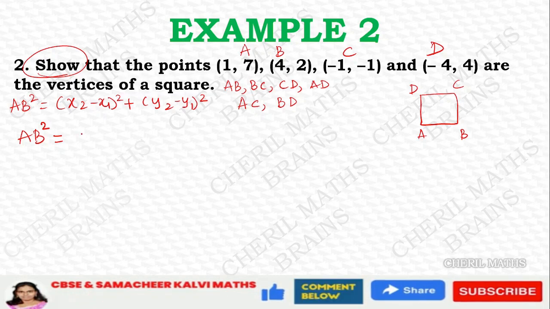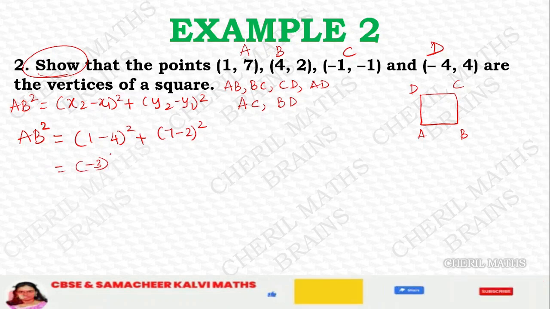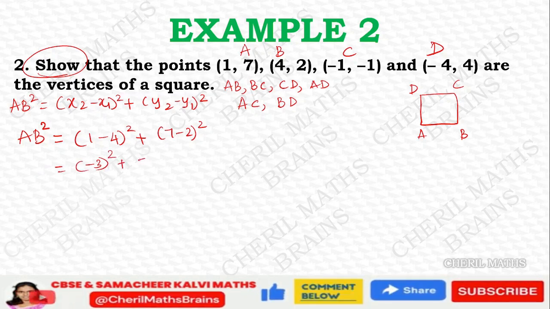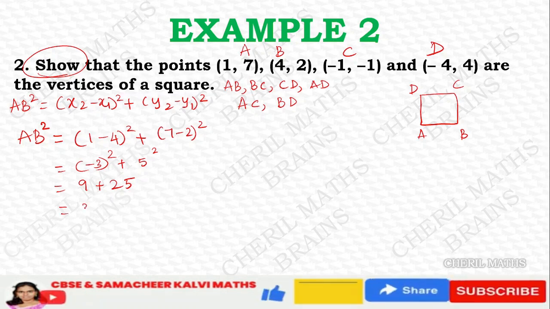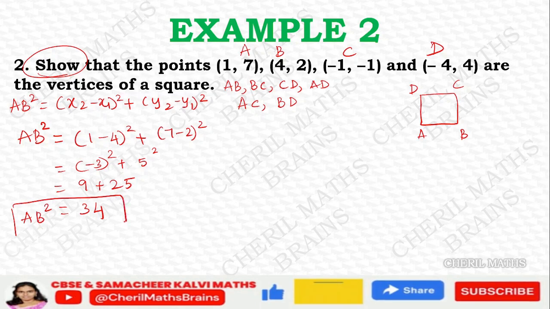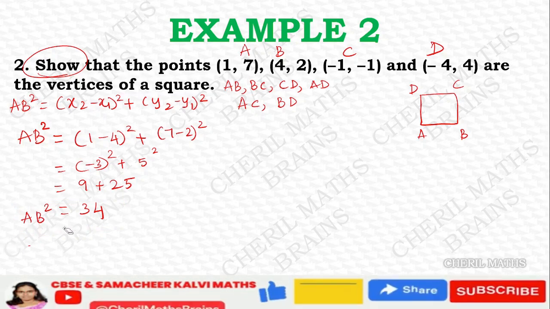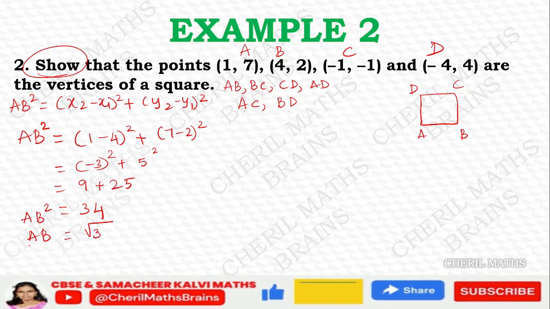For AB square, we can do 1 minus 4 the whole square plus 7 minus 2 the whole square. So you will get minus 3 the whole square plus 5 square. 3 threes are 9 plus 25, so this will be 34. AB square is 34, so our AB will be root 34.